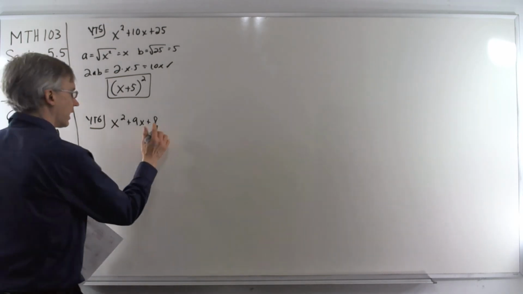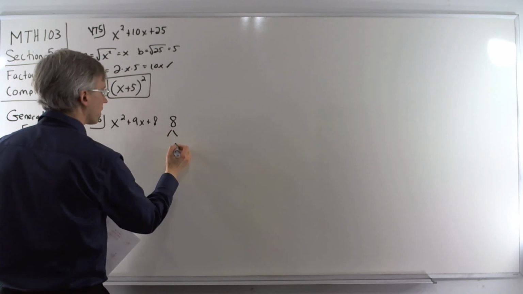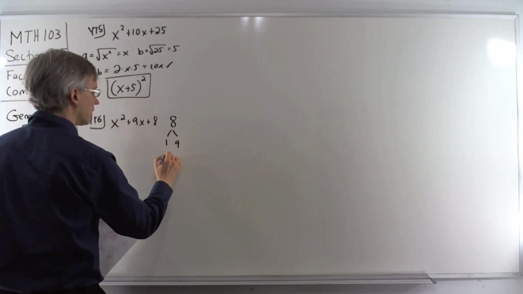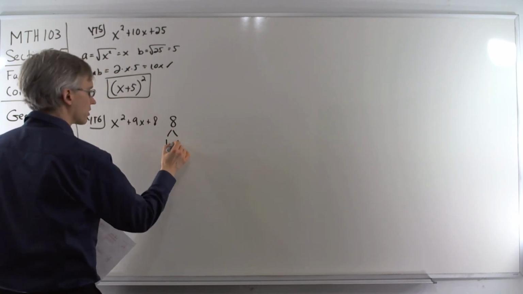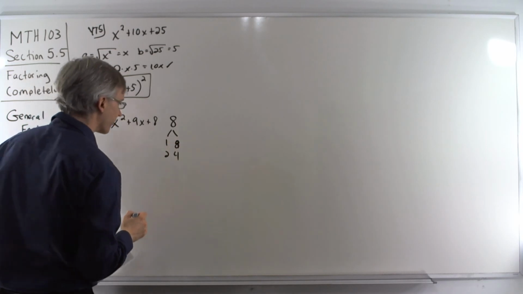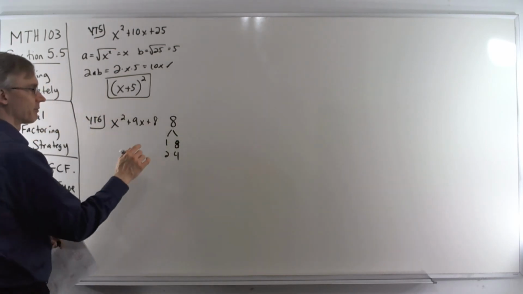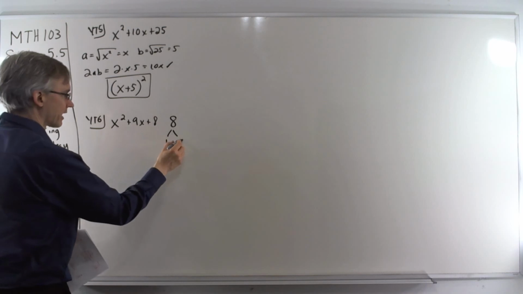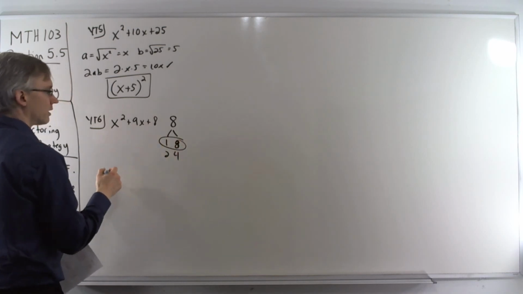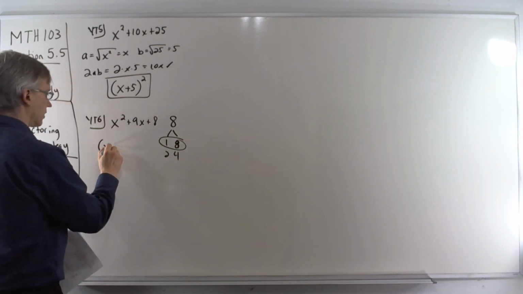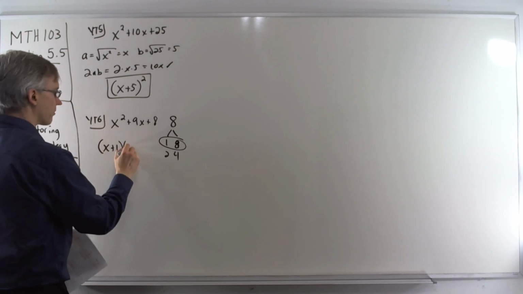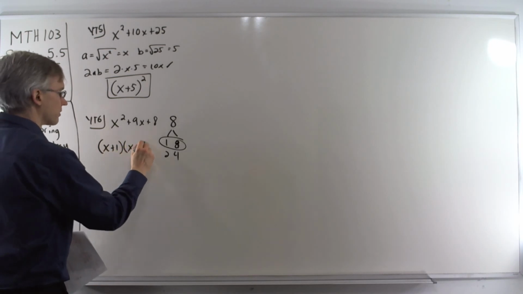So this one, we want to take 8, break it up into its factors. We got 1 and 8, and 2 and 4. And we want the pair that equals 9 when we add them together, so that is 1 and 8. So those are the two numbers that go inside the parentheses. We get x plus 1 times x plus 8.